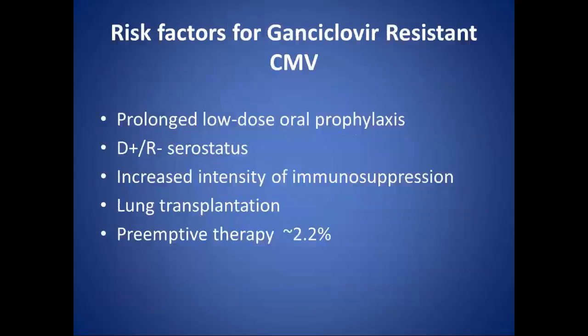So who should you worry about for CMV resistance? Well, the longer people are on oral prophylaxis, or the more times they have to be on prophylactic therapy, the higher the risk of developing resistance, kind of just a lot like HIV. The people that are mismatches have a higher risk of resistance. And then also if they have increased immunosuppression. Again, lung transplants are more common. In one study with preemptive therapy in lung transplants, there was about a 2.2% incidence of resistant CMV.